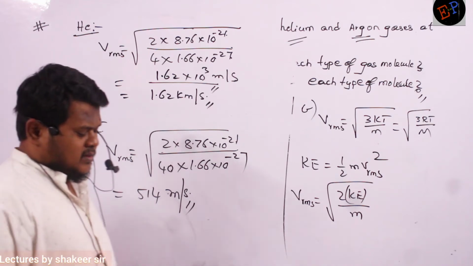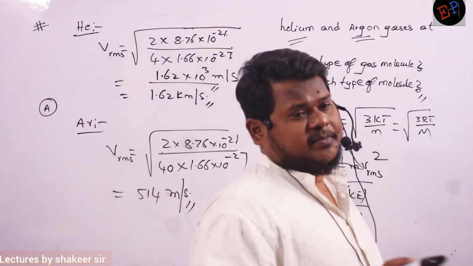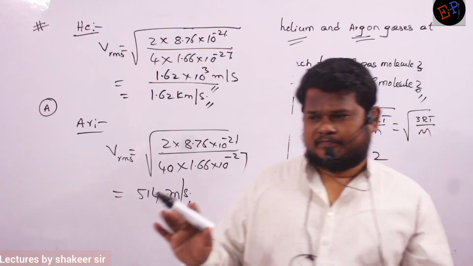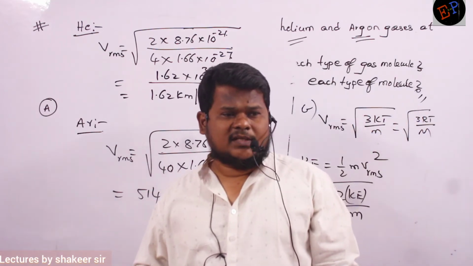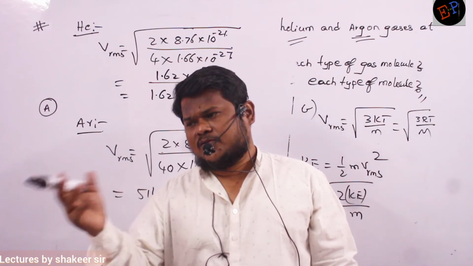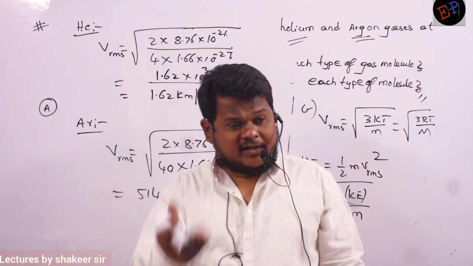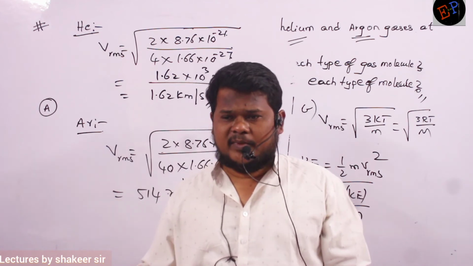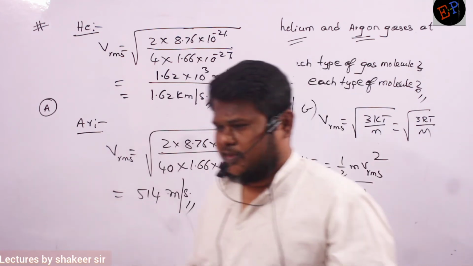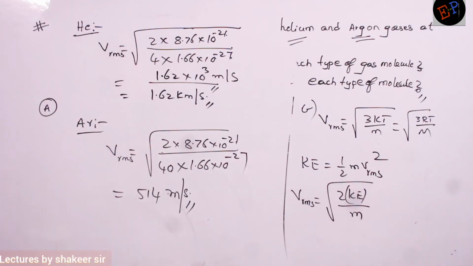Okay. So see, the kinetic energies are the same, but the velocities will not be the same. Are you able to understand? Because the masses are not the same, no? Kinetic energy depends on mass also, and velocity also. Kinetic energies are the same, masses are not equal, so velocities also will not be equal. Velocities will be different. Okay?